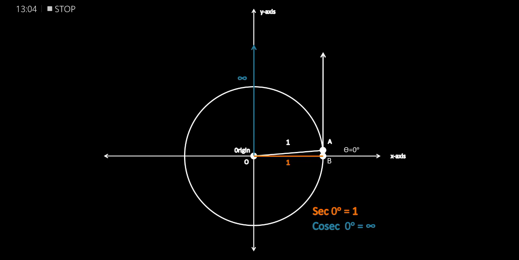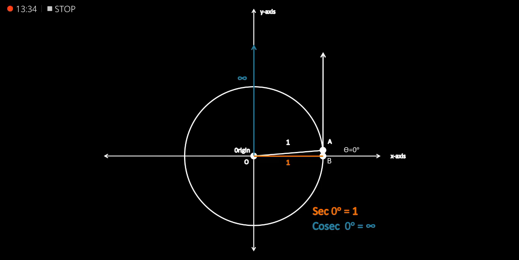In this figure, the length of the orange line is equal to 1 unit, equal to the radius of the circle. The orange line is the representative line of secant function, secant of angle, and the angle is 0 degree here. So secant of 0 degree is equal to the length of the orange line, which is equal to 1 unit. So secant 0 is equal to 1.